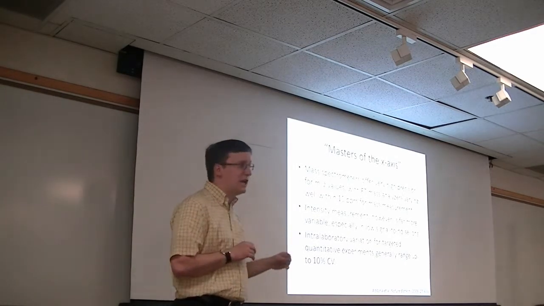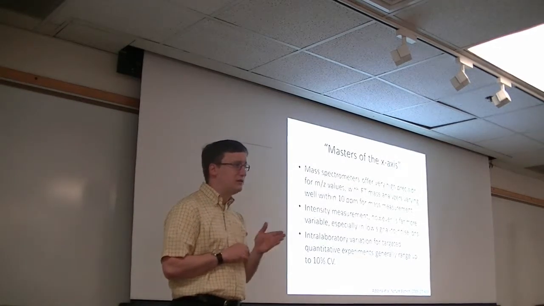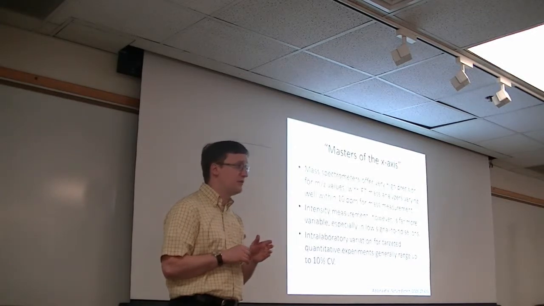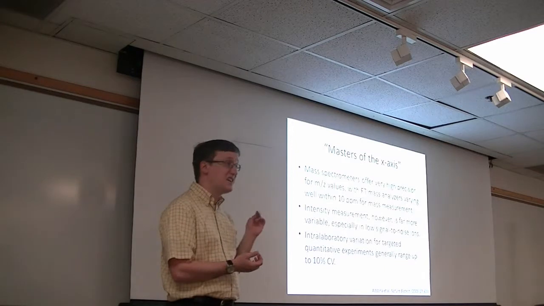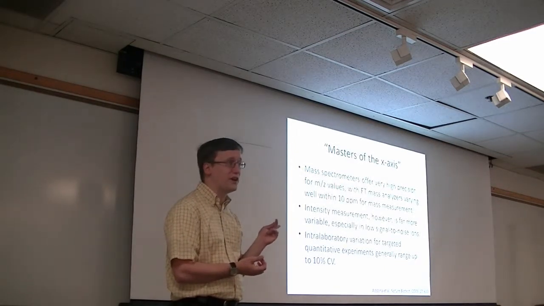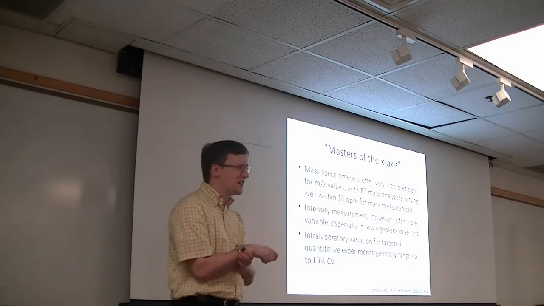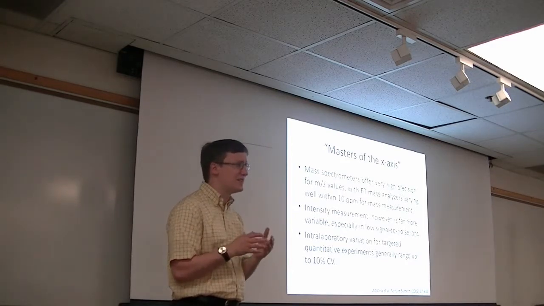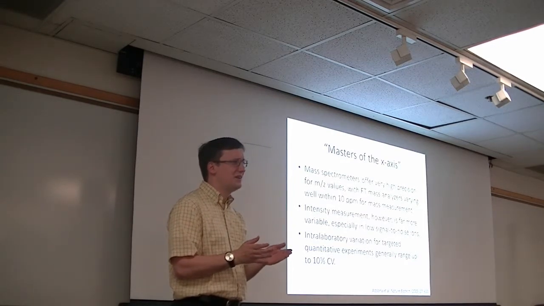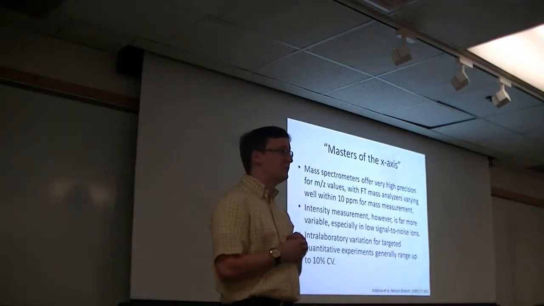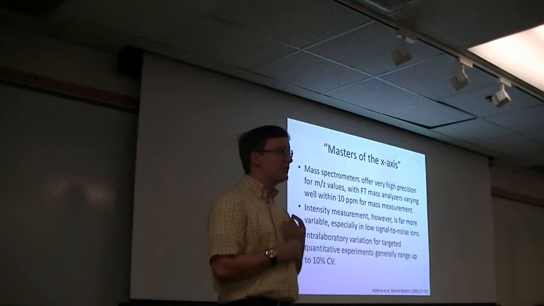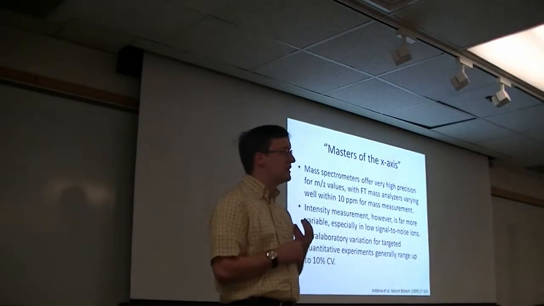So when we look at very well-tuned quantitative experiments from triple quadrupole mass analyzers, we're typically seeing a 10% coefficient of variation as kind of a starting point. If your measurement technology is achieving at best a 40% CV, it doesn't really deserve the name quantitative at that point.